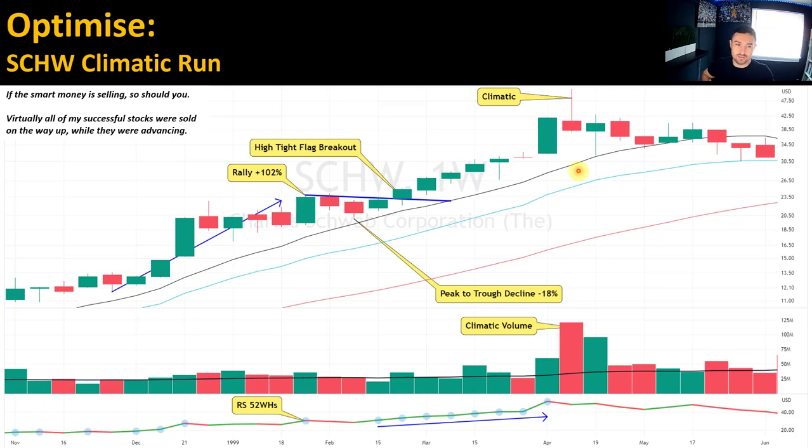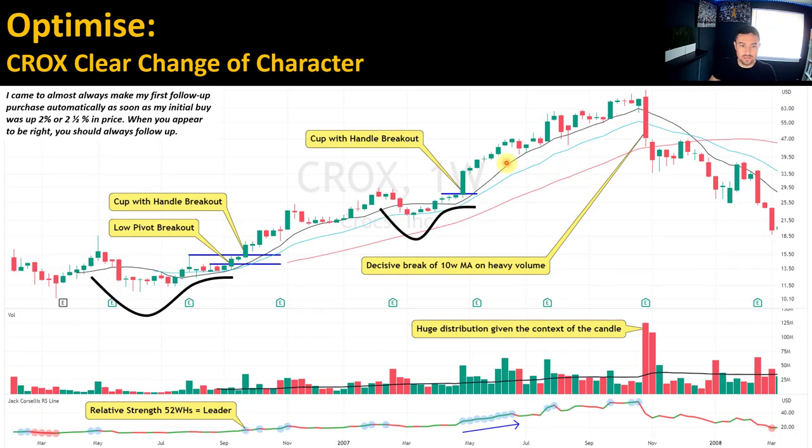A little bit of common sense. This is Crocs. So again, thinking about change of character. I came to almost make my first follow-up purchase automatically as soon as my initial buy was up 2% or 2.5% in price. When you appear to be right, you should follow up. This is the Livermore point.